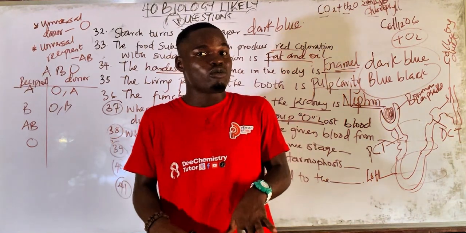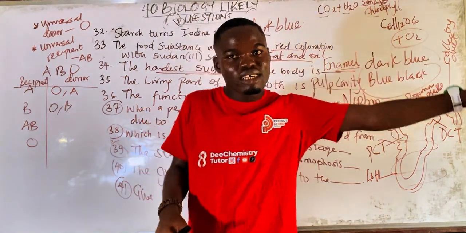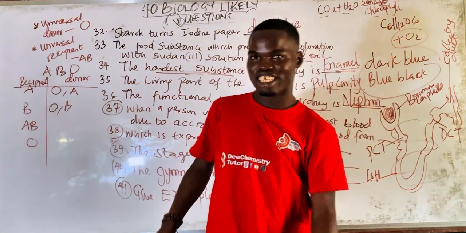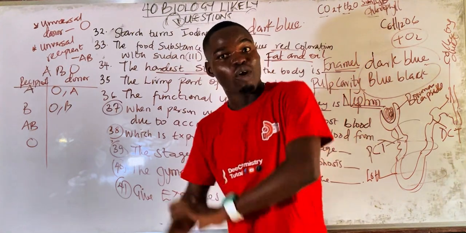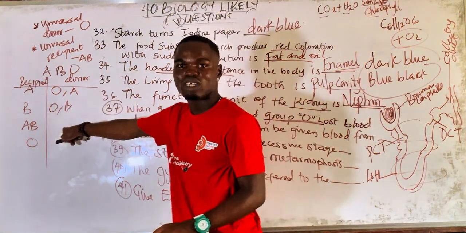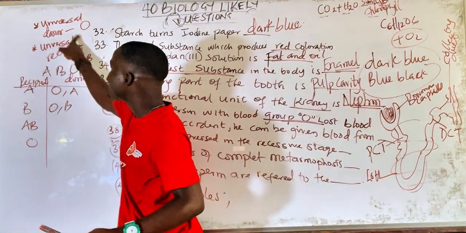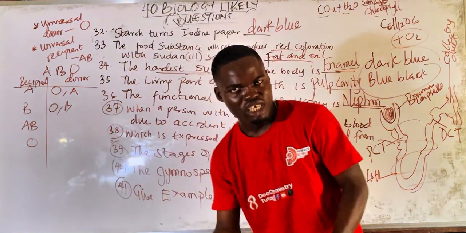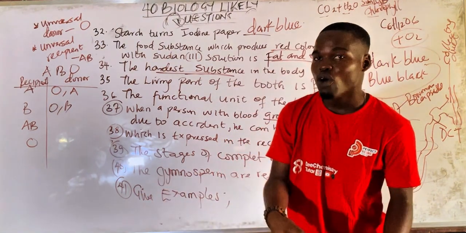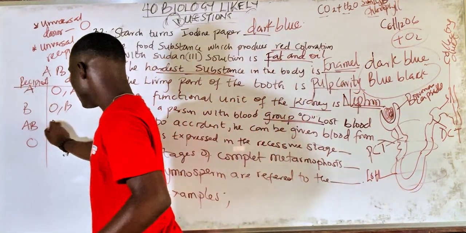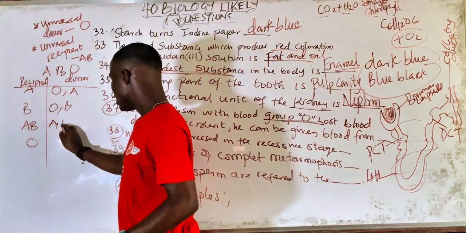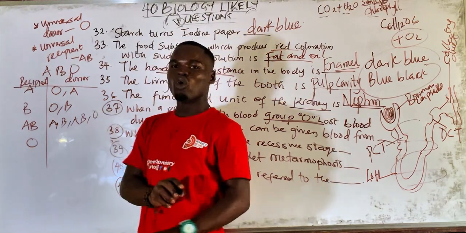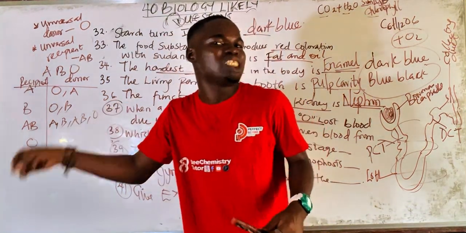B cannot receive from A, and in fact it cannot receive from AB. But AB can receive from all of them. That is a universal recipient. You can receive from A, from B, from AB, and from O, because it's a universal recipient.